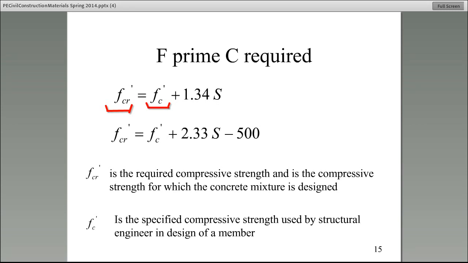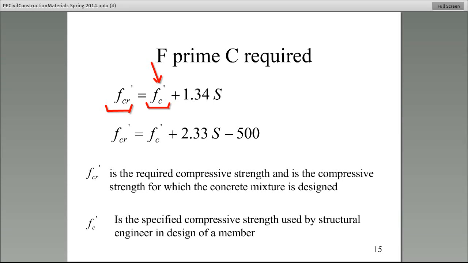All right? So they will check to see if you understand this concept. F prime C required would be the compressive strength of the mixture that we will have to come up with. That would be the compressive strength of the concrete that's delivered to the job site. The 4,500 that Elizabeth uses goes in here in the equation.